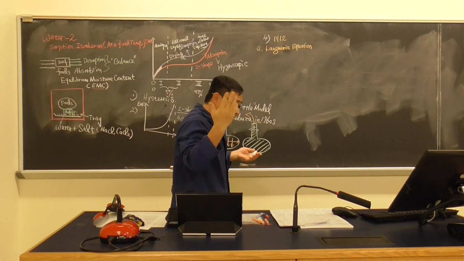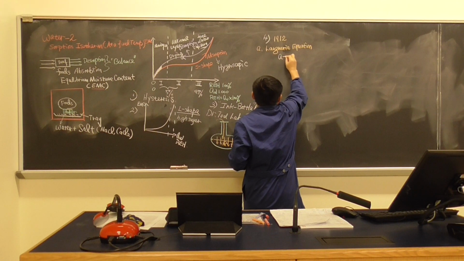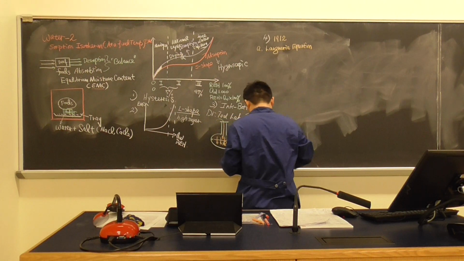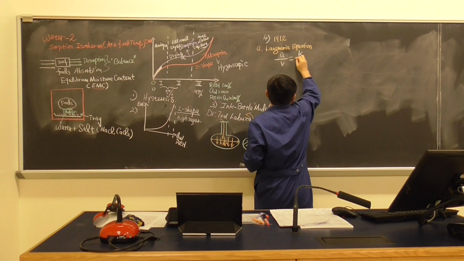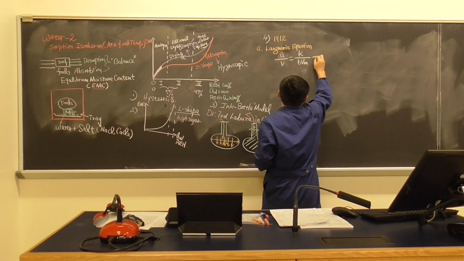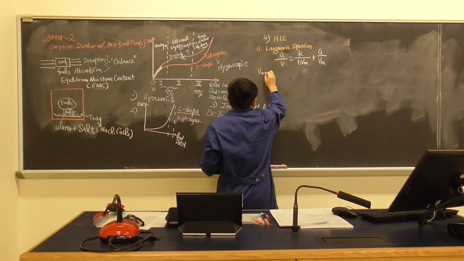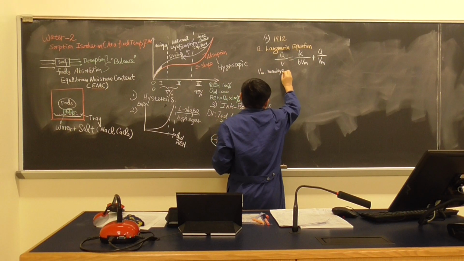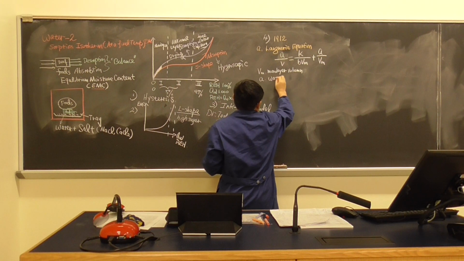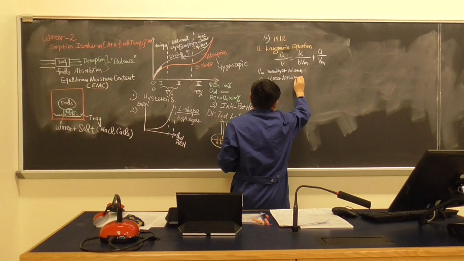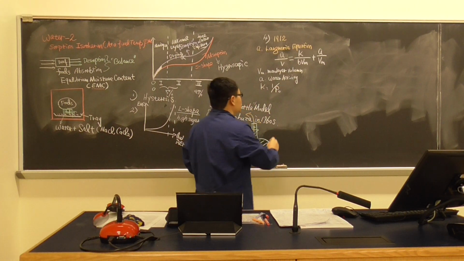Okay, what is that? What does it look like? This is what we talk about: A divided by V equals K divided by B Vm added by A divided by Vm. What are they? This Vm is the monolayer volume. What is A? Water activity, we know that. Okay, what is K? 1 divided by P0. What is P0?